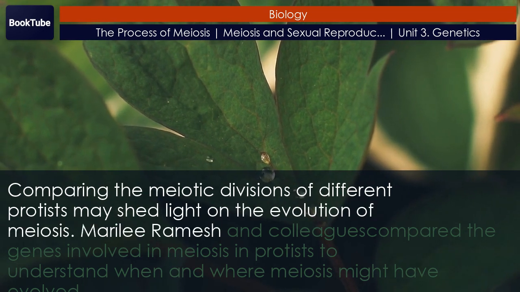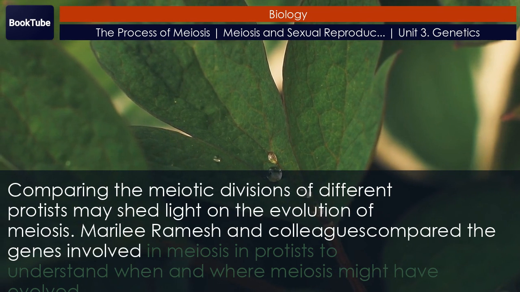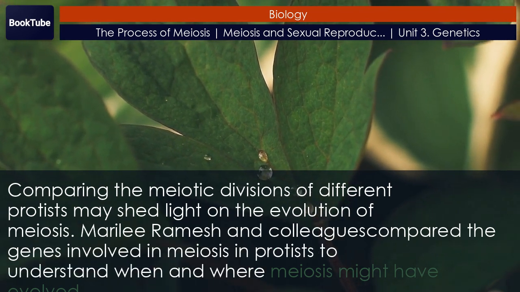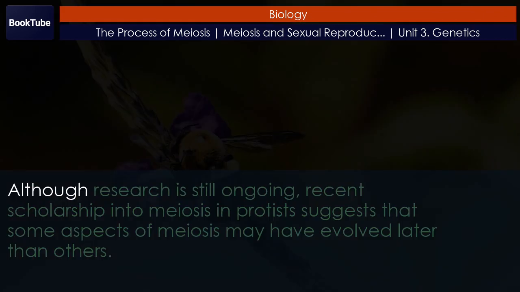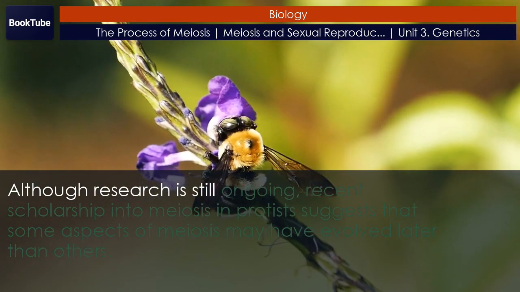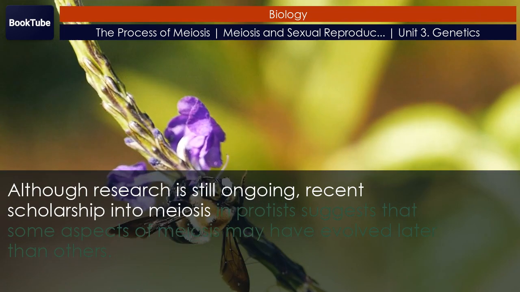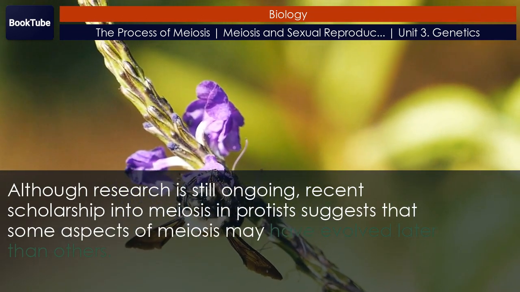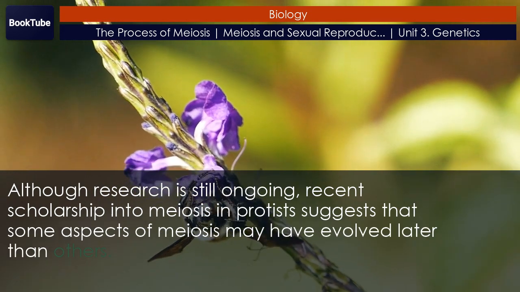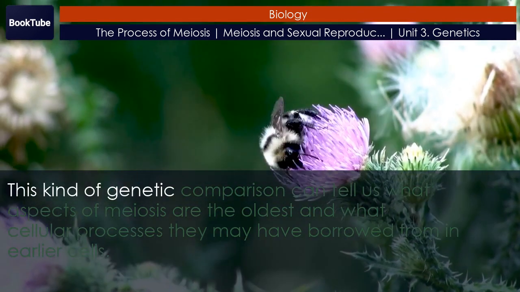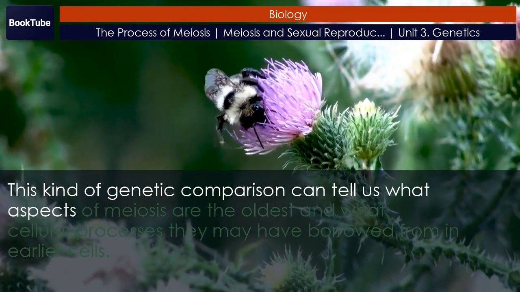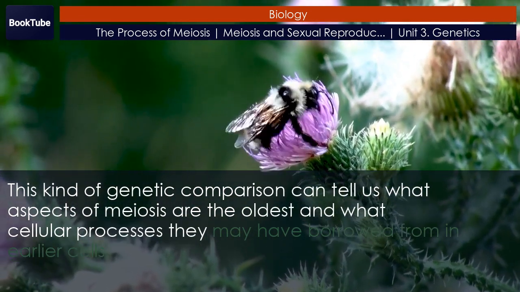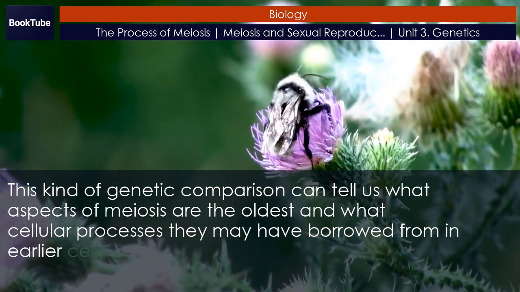Marilee Ramesh and colleagues compared the genes involved in meiosis in protists to understand when and where meiosis might have evolved. Although research is still ongoing, recent scholarship into meiosis in protists suggests that some aspects of meiosis may have evolved later than others. This kind of genetic comparison can tell us what aspects of meiosis are the oldest and what cellular processes they may have borrowed from in earlier cells.